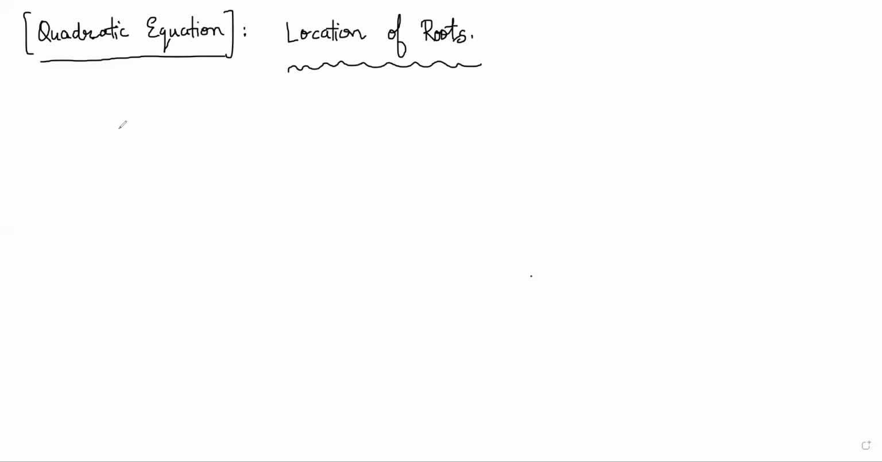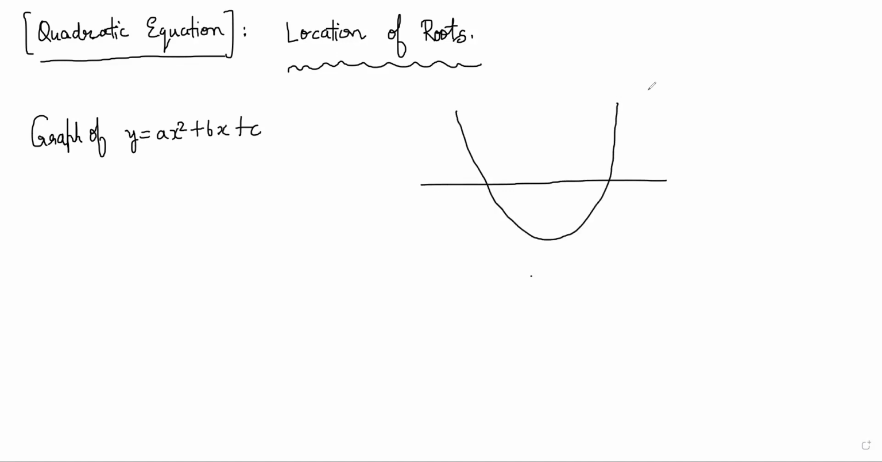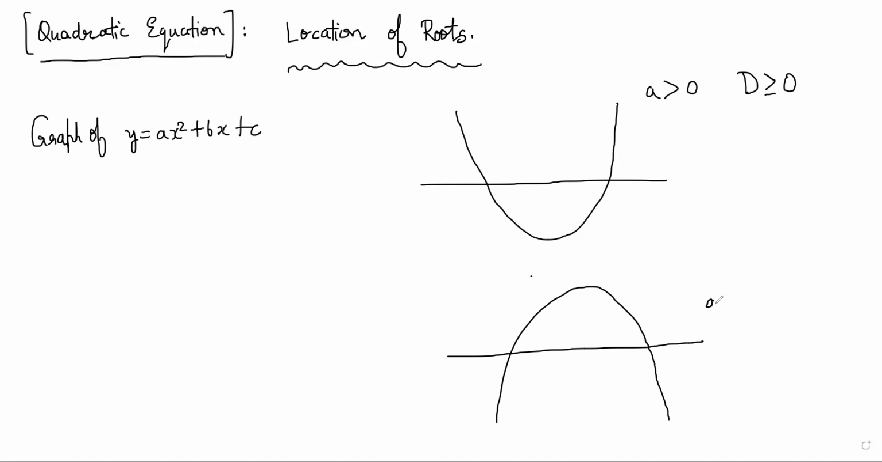So the first thing is you need to know the graph of a quadratic equation. So the graph of, for example, this function y is equal to ax squared plus bx plus c. This graph looks like this if a is greater than 0 and d is greater than or equal to 0. And if a is less than 0 and d is greater than 0, it looks like this. So this is my graph, and these are the points where there are the roots, right? And there are two roots here, alpha, beta, and this is a less than 0.